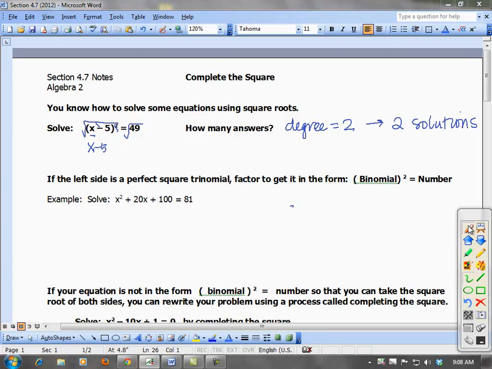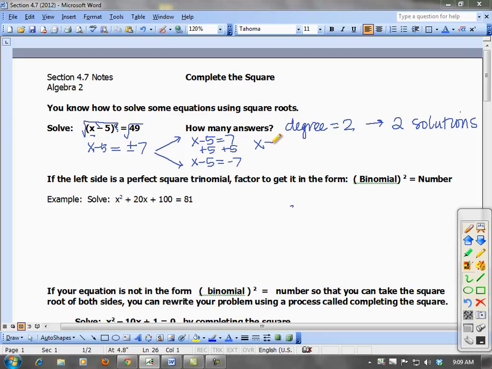And when I square root 49, when you square root, you get 2 answers. The positive and the negative version of 7, because when you square 7 or negative 7, you can get 49. So as I look at this, now here's the problem. I have 2 equations now to solve. I have when x minus 5 equals the positive 7, and when x minus 5 equals the negative 7.